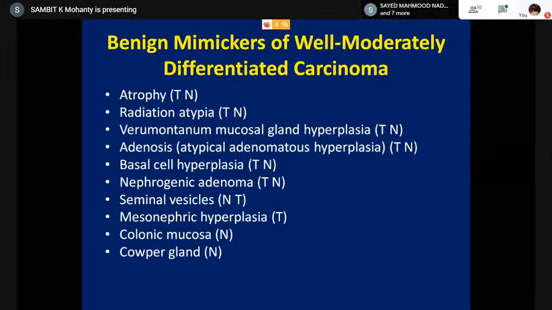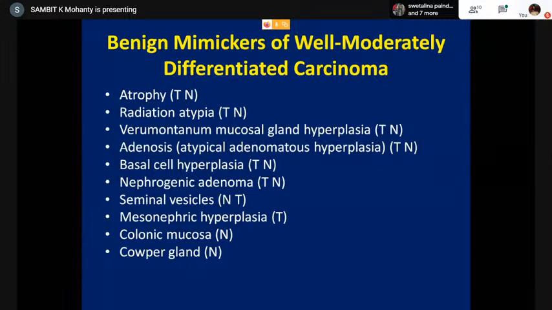Adenosis or atypical adenomatous hyperplasia is different from atypical small acinar proliferation. Atypical small acinar proliferation is when you are not sure whether proliferating small glands are benign or malignant. Atypical adenomatous hyperplasia is different, and it can be seen in both. Then there are basal cell hyperplasia and nephrogenic metaplasia, also called nephrogenic adenoma.